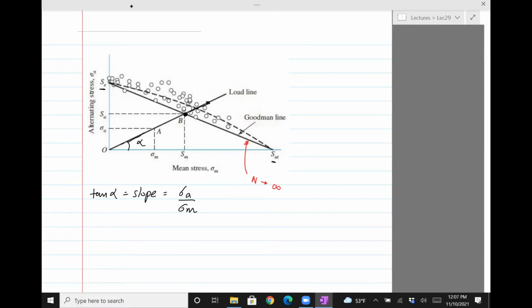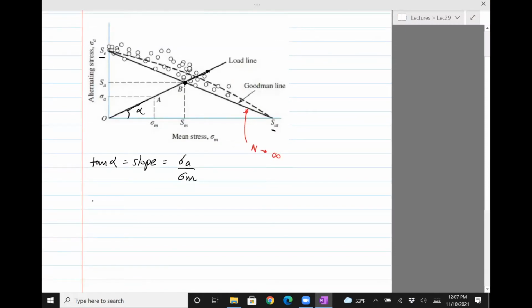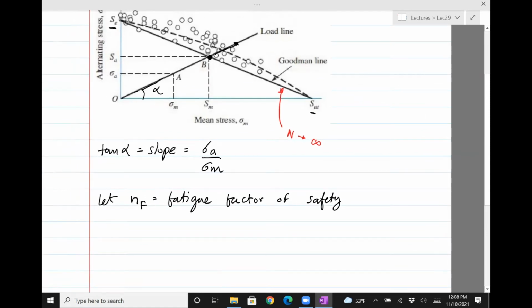So we define what is known as a fatigue safety factor, just like we define a safety factor for design. Let NF be the fatigue factor of safety. The fatigue factor of safety is OB divided by OA. OB is the maximum stress that can be borne, while you really don't want to go to the maximum stress, you want to be somewhere below that. So OA is the stress which is allowable.